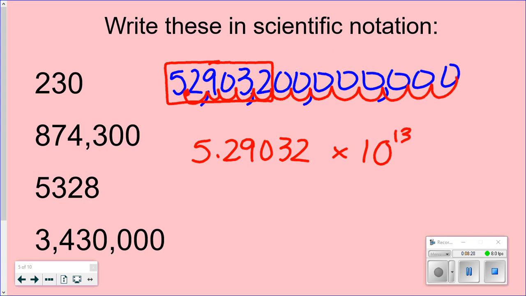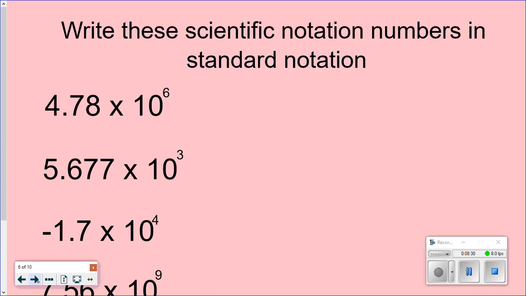Okay, all right, let's keep going. So now let's write these. They're going to give us scientific notation, and we have to actually write the numbers. Here's the easiest thing to do. This is 4.78 times 10 to the 6th.